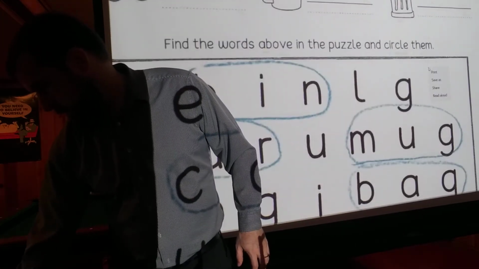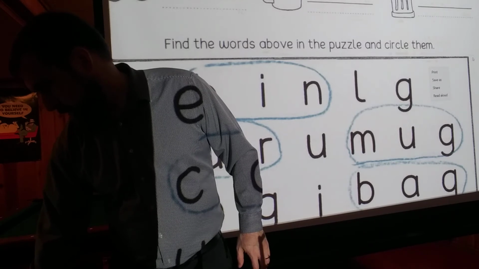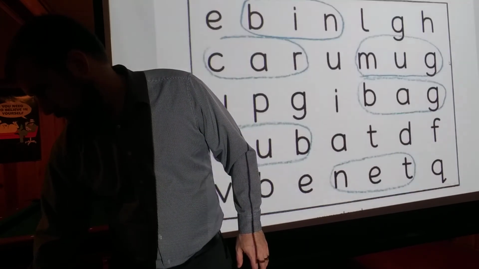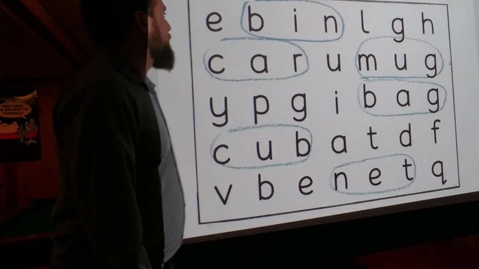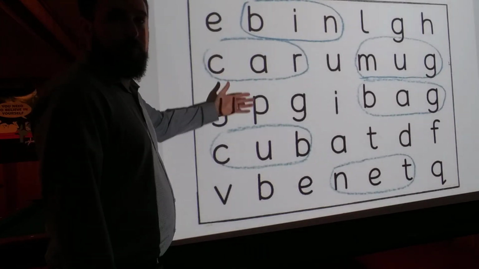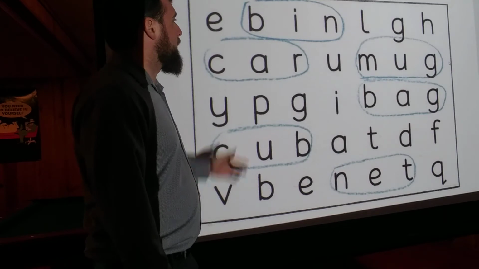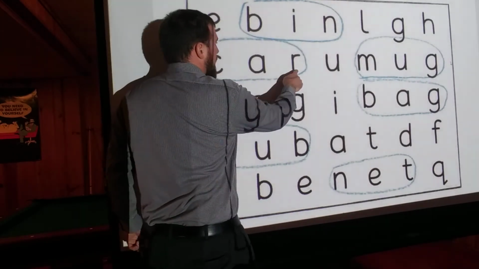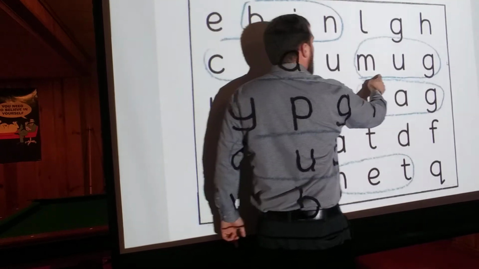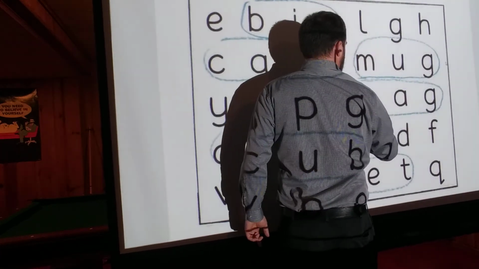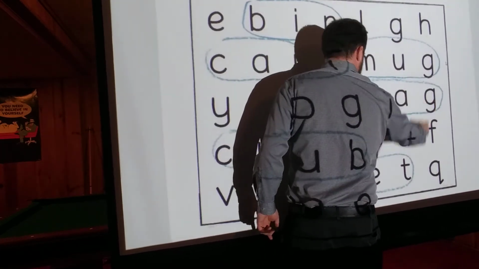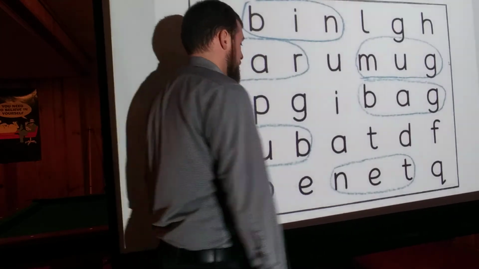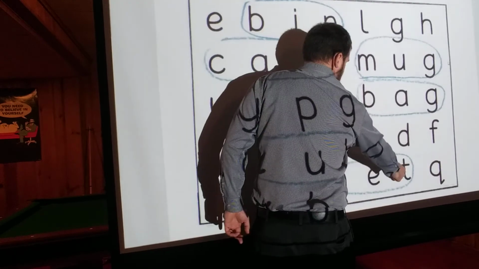Okay. Now, your answers should look like that. Make sure you had everything circled. Bin, car, mug, bag, cub, net.